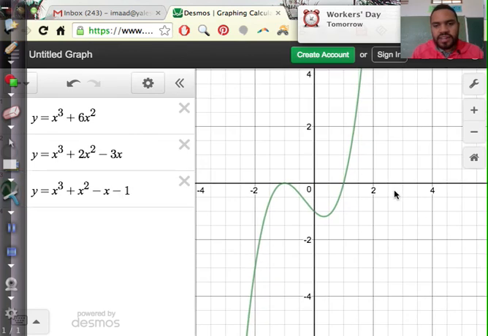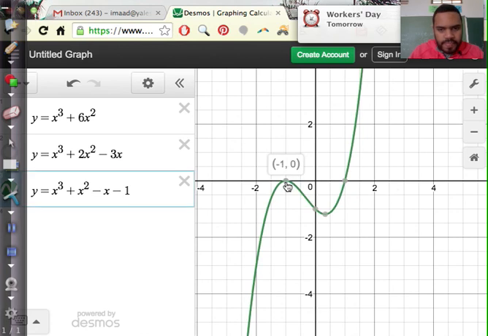Does that look like the curve we've drawn? Turning points is minus 1 and 0. 1/3 and negative 1.185, yes. Intercept at 1 and 0, and another intercept there at negative 1 and 0. Okay, so that concludes example number 3.